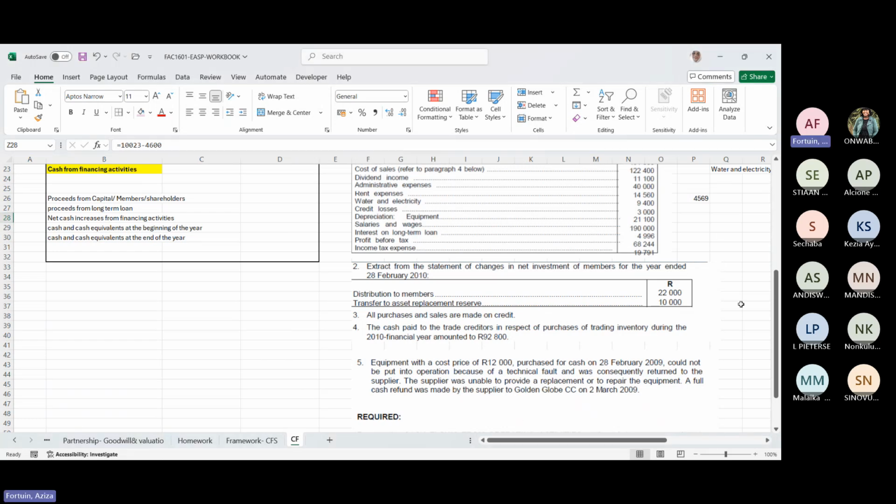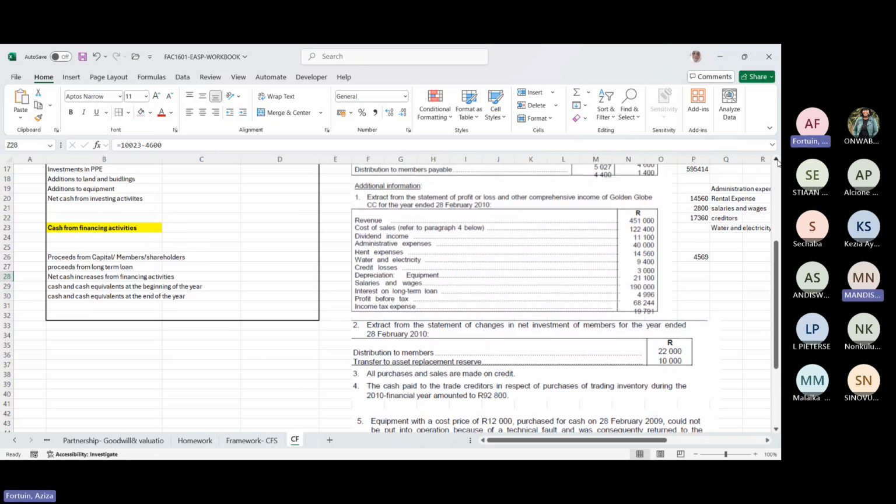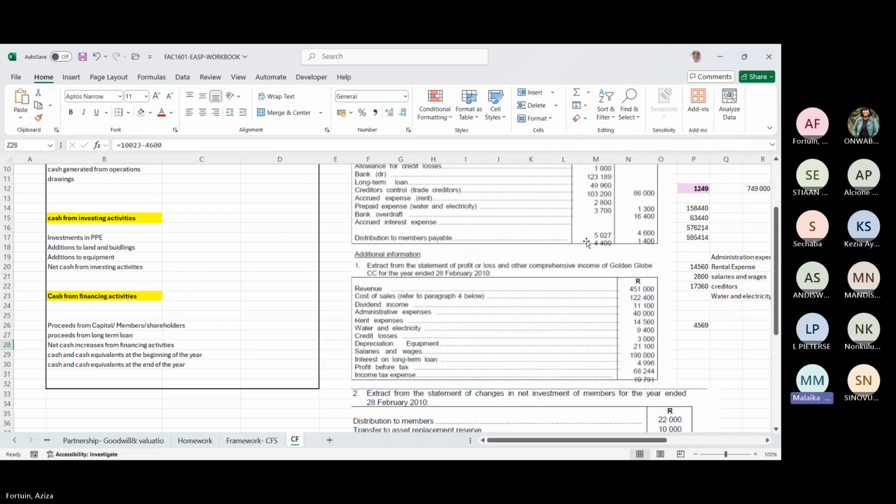I don't know about you, but I'm missing something. Is there an opening balance? Is there more information on your tax? No, it is given. It was just given as my given. Yeah.